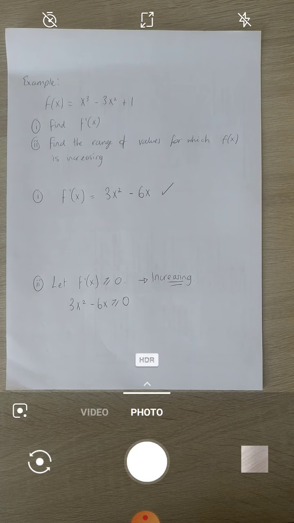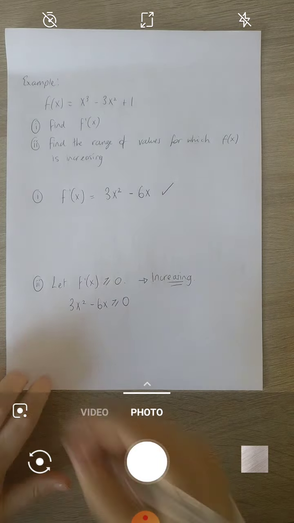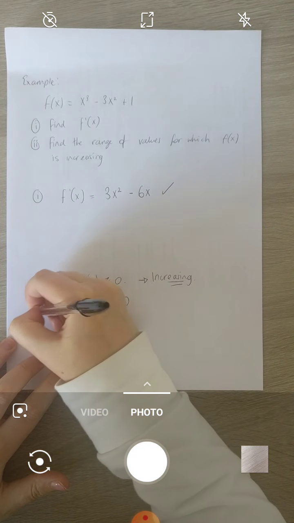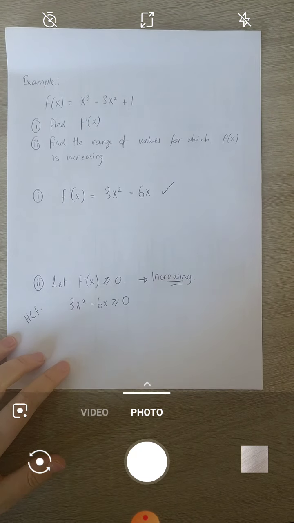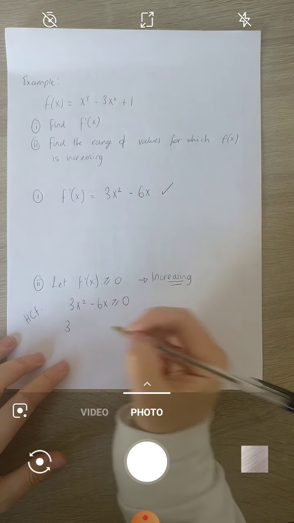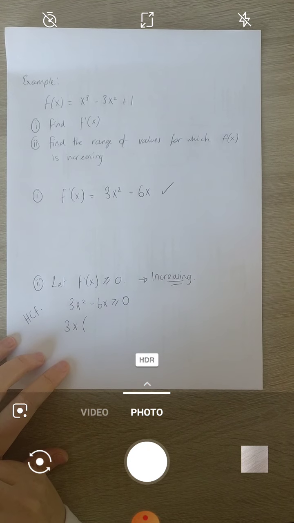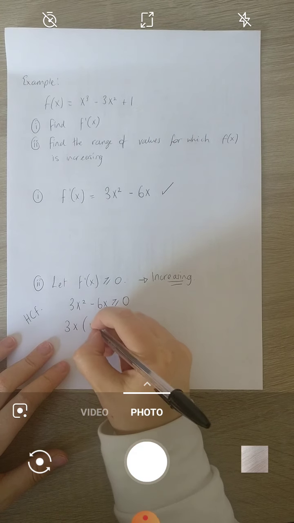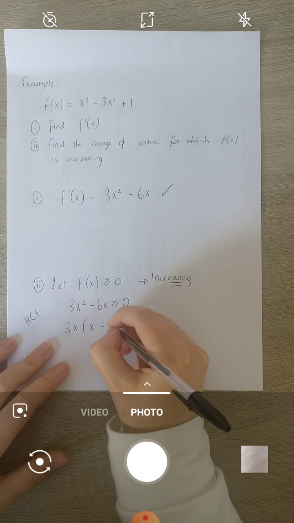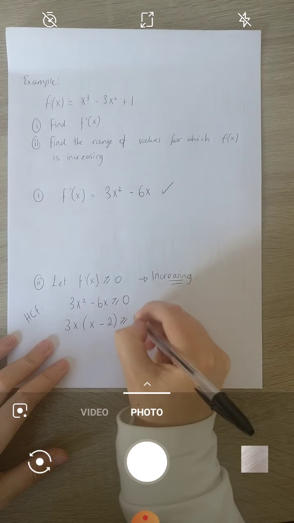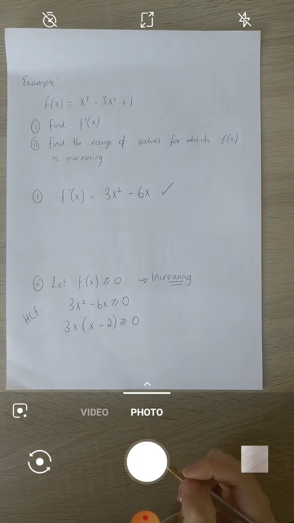Now what we can do here is we have a quadratic, and we solved quadratics in previous videos in algebra. So this one here we're going to solve using the highest common factor. The highest common factor here is they both have a 3 in common and they both have an x in common. So 3x, and we're left with x minus 2 (3 times 2 is 6), is greater than or equal to 0.